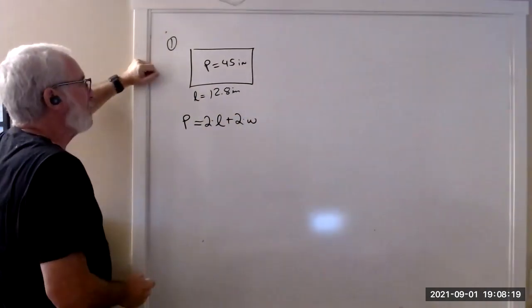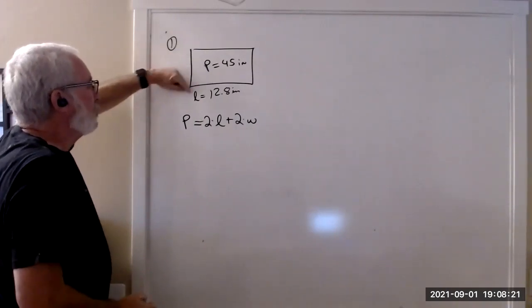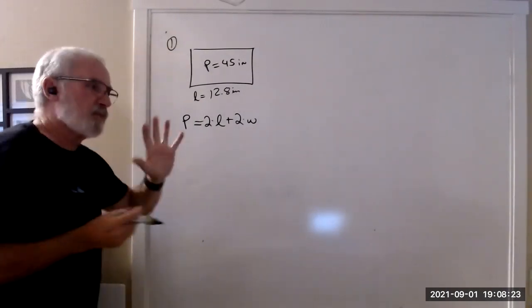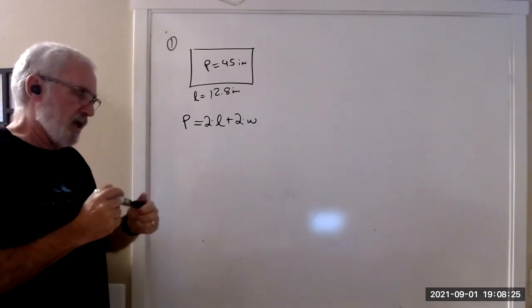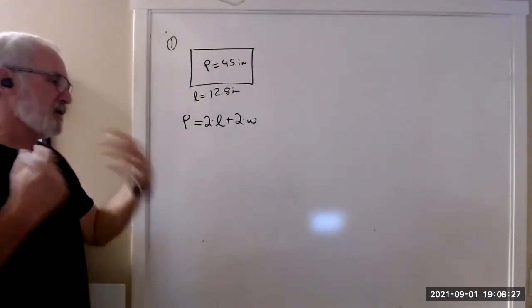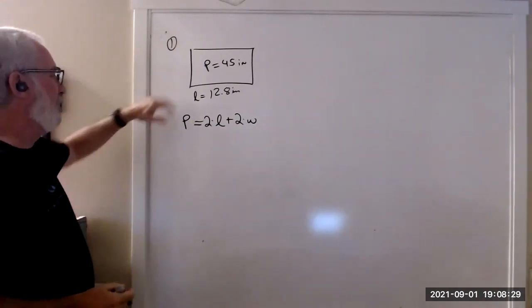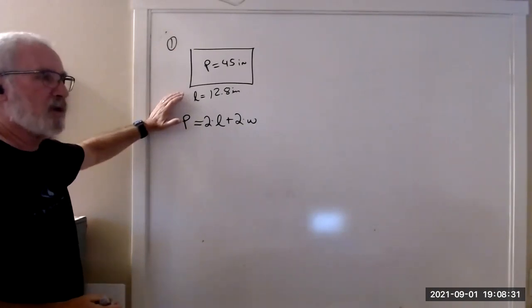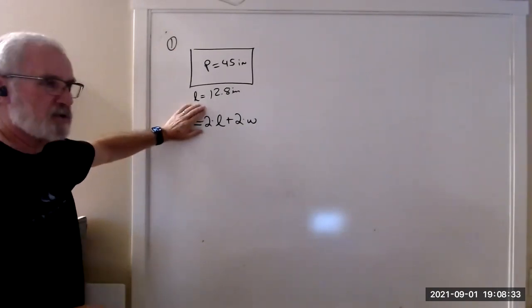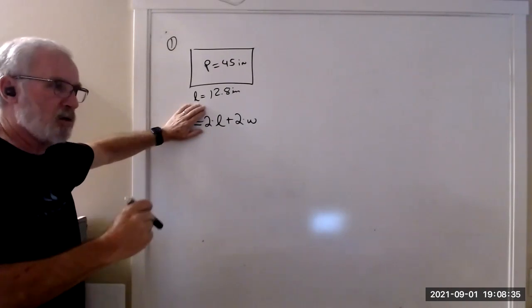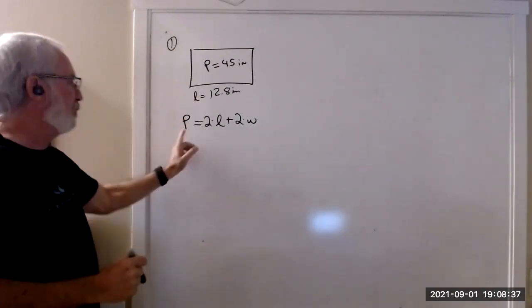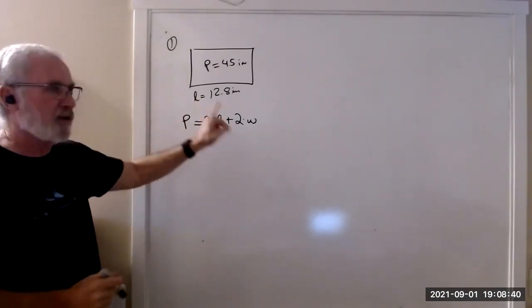So your job then is real simple. You plug in. A lot of people, and maybe it's just me, maybe it's because I'm old, when I say, what's the formula for the perimeter? They go, 2 times the length plus 2 times the width. Wrong. The formula is P equals 2 times the length plus 2 times the width.